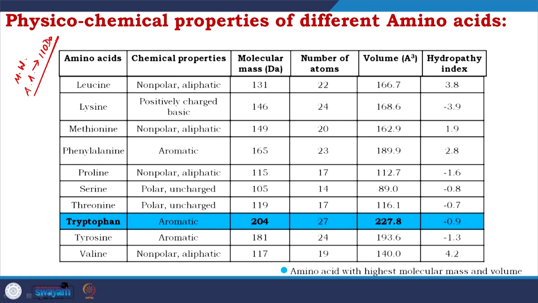Hydropathy index is an important measure which gives you understanding which ones are more hydrophobic. Leucine 3.8, lysine minus 3.9 because lysine is charged, so negative hydropathy. Methionine 1.9, phenylalanine 2.8, proline minus 1.6, serine minus 0.8, threonine minus 0.7, tryptophan minus 0.9, tyrosine minus 1.3 and valine 4.2.